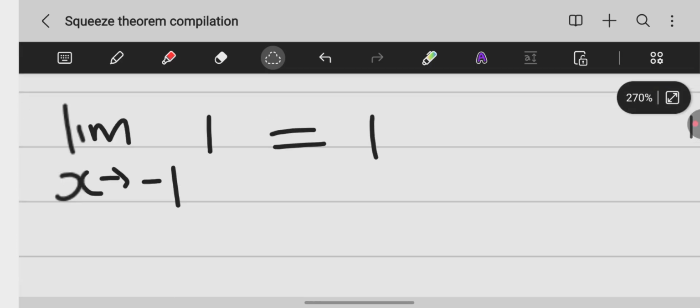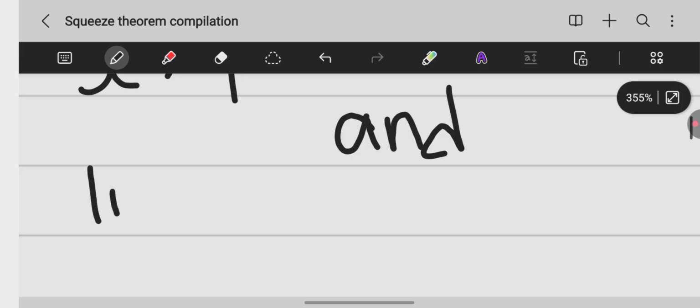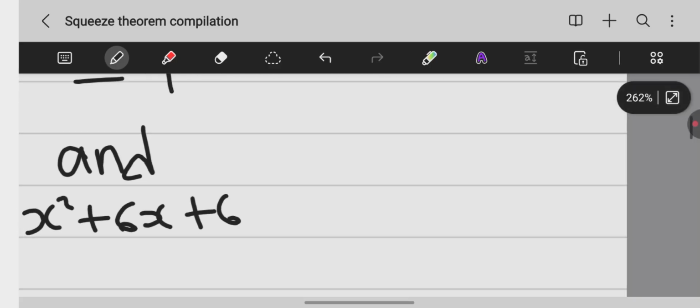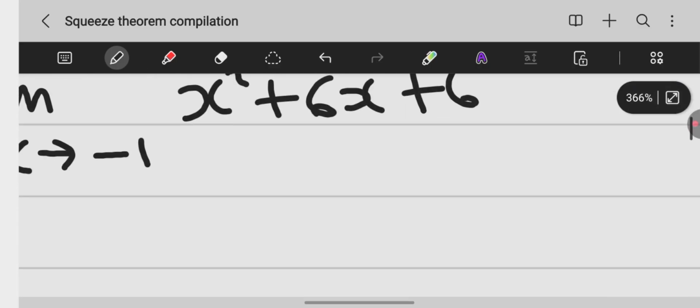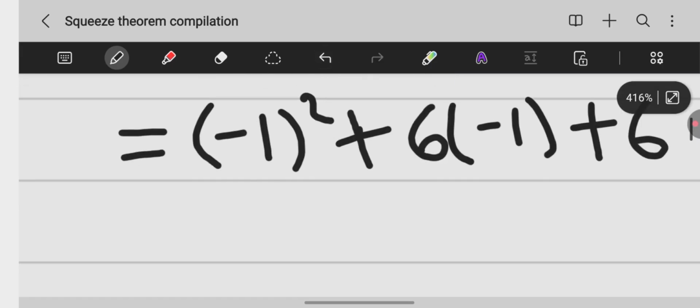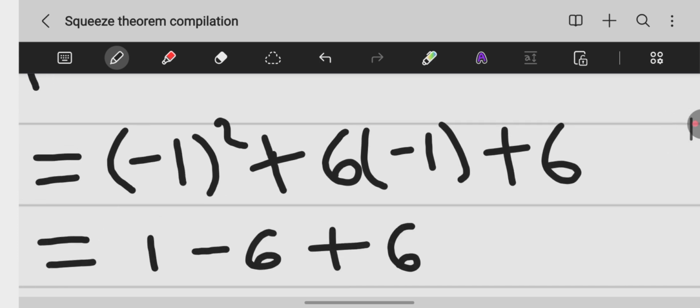Right? And the limit as x approaches negative 1 of x squared plus 6x plus 6. Obviously, if we substitute in the negative 1, let me do it here. So you'd have negative 1 squared plus 6 times the negative 1 plus 6. This is 1 minus 6 plus 6.